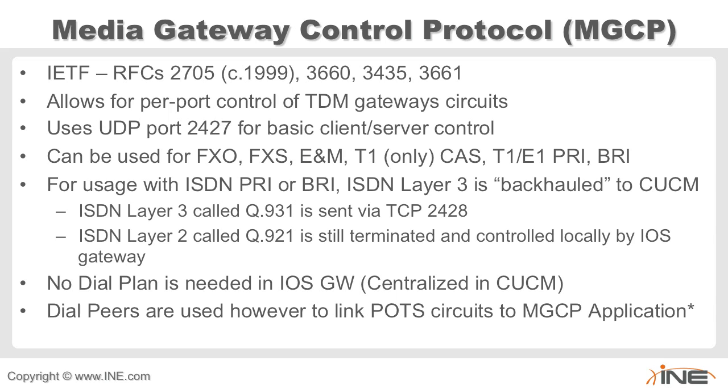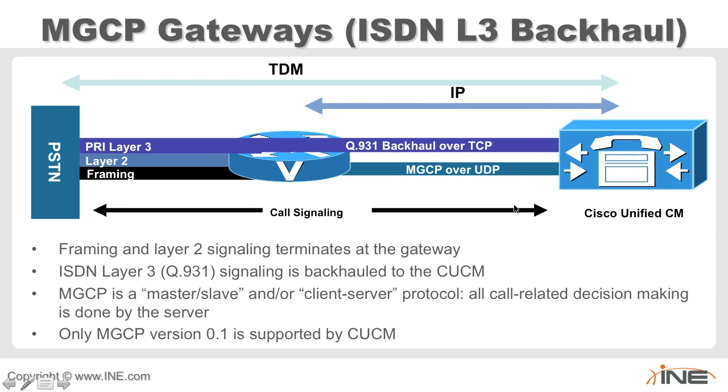Okay, but MGCP doesn't really control ISDN. It simply tunnels that information to CUCM, and CUCM controls it. Okay, so here's where we have the call signaling for layer 3. The TDM, at least as far as the PRI layer 3, it actually goes through the router all the way back to CUCM. The layer 2, and actually, this is only for ISDN, PRI or BRI. If it were FXO, FXS, there is no backhaul. I just mentioned that. But the layer 2 and framing for ISDN is still terminated locally by the router, and MGCP call signaling handles that.